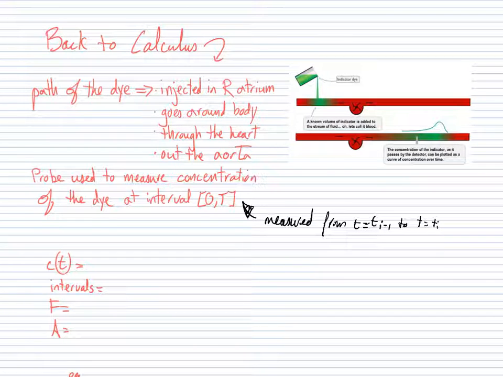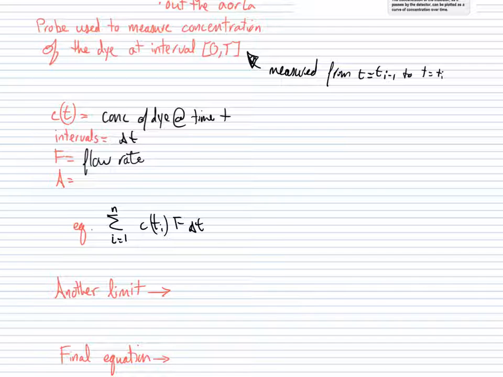So in this situation, c(t) stands for the concentration of dye at time t. The intervals are called delta t. F is the flow rate, and what you get is another equation, another Riemann sum. So here is your Riemann sum. You can take out this F because it is a constant, so you can take it out of this Riemann sum. You notice right here at the top, the A is left empty, and it is not because I forgot about it. It comes in another equation a little bit later.